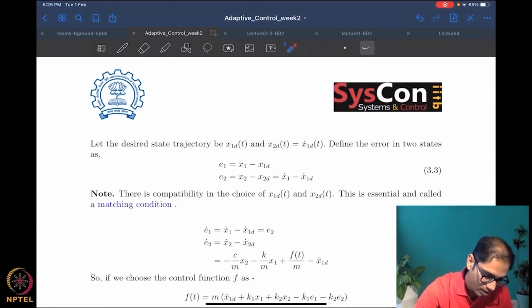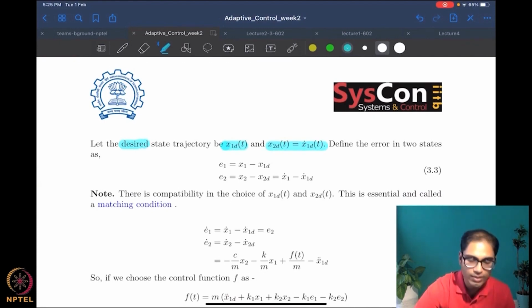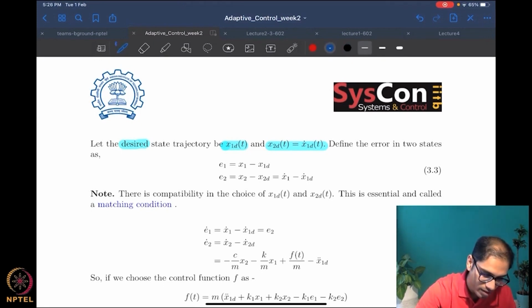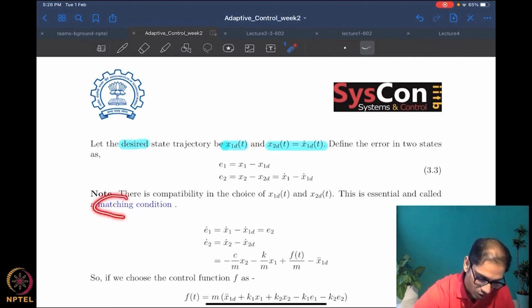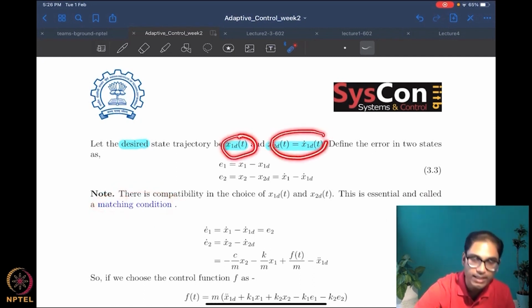So we define what is called desired states, x1 desired and x2 desired. Usually you will have to have x2 desired to be the derivative of x1. This has to be consistent with the dynamics. Okay, this is sort of a matching condition. The fact that x1 desired and x2 desired are related in this way is a matching condition.